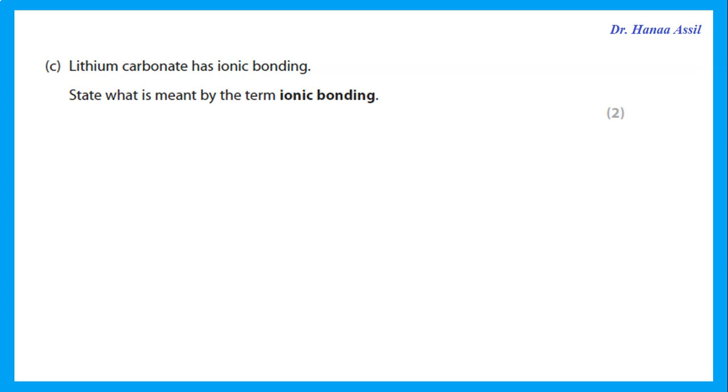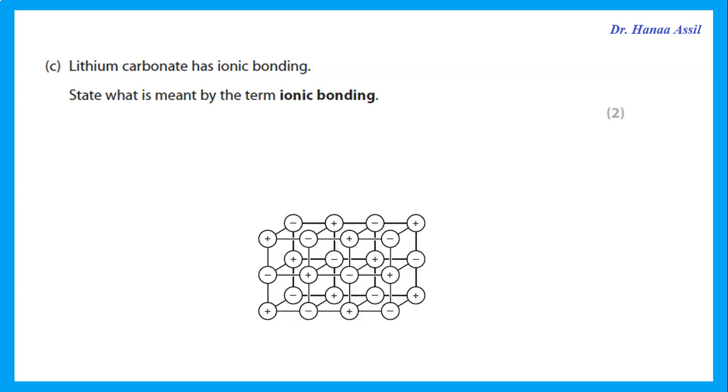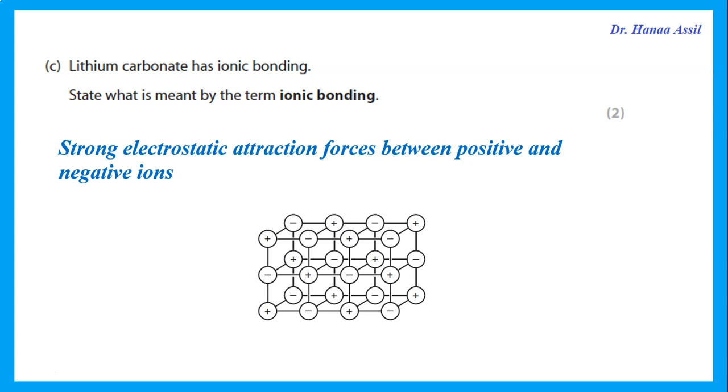Lithium carbonate has ionic bonding. What is meant by ionic bonding? Again, please don't say it is a bond between metal and non-metal. We know that for ionic we must have a metal reacting with a non-metal, but the ionic bonding is the strong electrostatic attraction forces between the positive and negative ions, or between the oppositely charged ions, because we have positive and negative, positive and negative. These have strong electrostatic attraction forces between them, and this is what we call ionic bond.